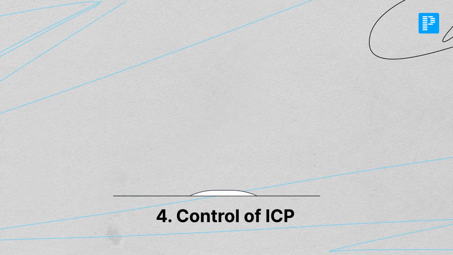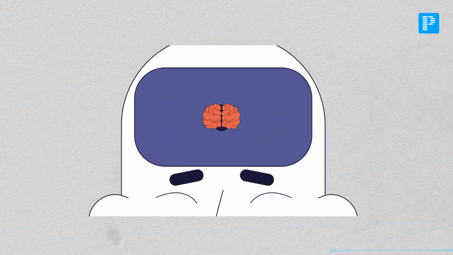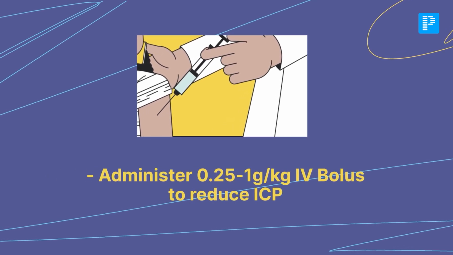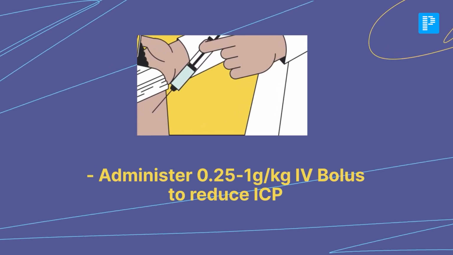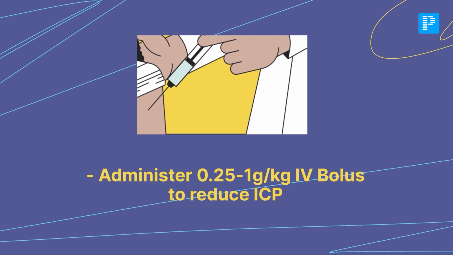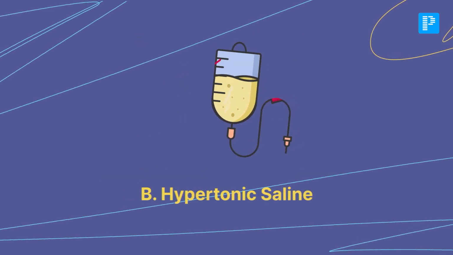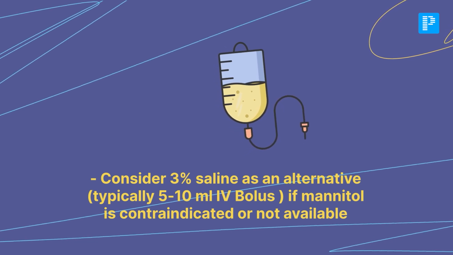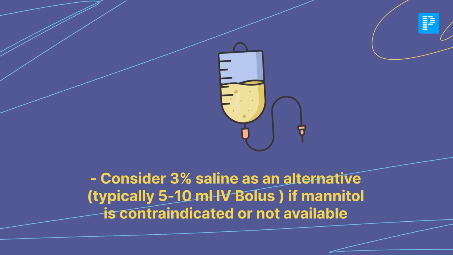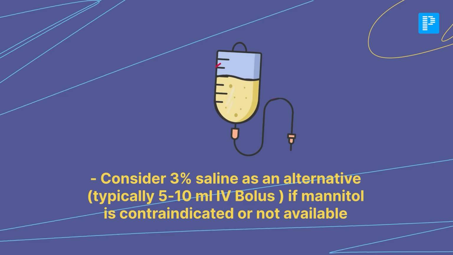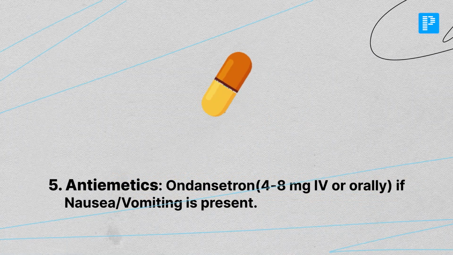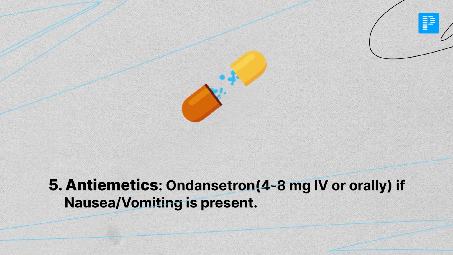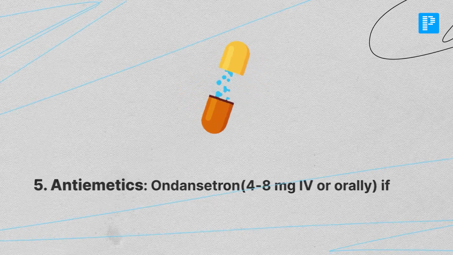Number 4, we need to control the intracranial pressure. For that, we can use A. Mannitol, administer 0.25 to 1 gram per kg IV bolus to reduce ICP. B. Hypertonic saline, consider 3% saline as an alternative, typically 5 to 10 milliliters IV bolus if mannitol is contraindicated or not available. Number 5. Antiemetics like ondansetron 4 to 8 mg IV or orally can be given if nausea and vomiting are present.